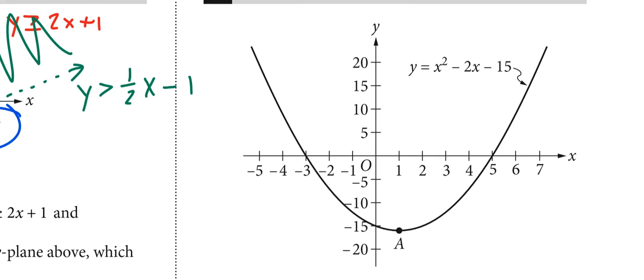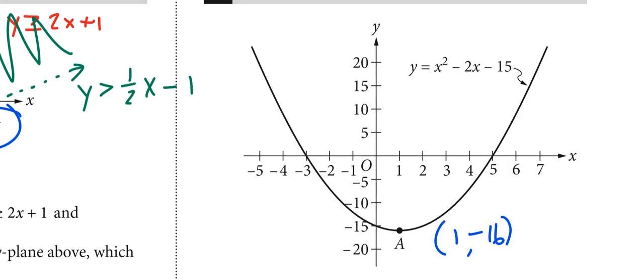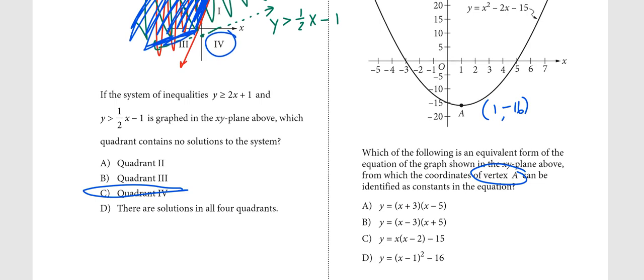Okay, so what does the vertex look like to you in that picture? 1, negative 16. So we're looking for something that shows me the vertex is 1, negative 16. So there's obviously the correct answer sitting down there at letter D.